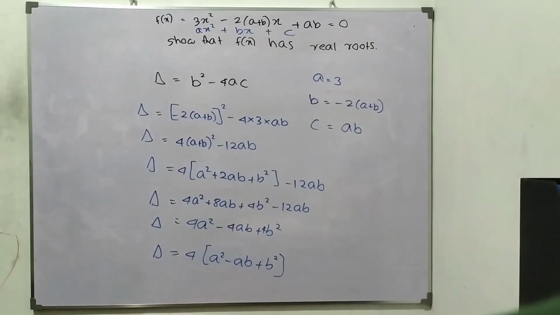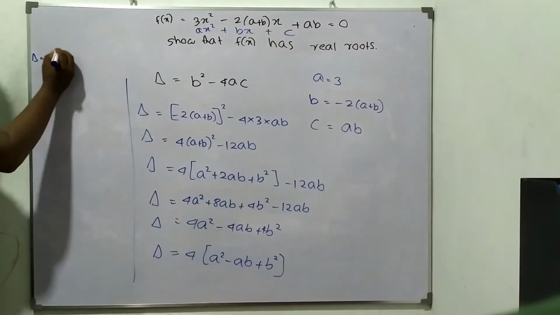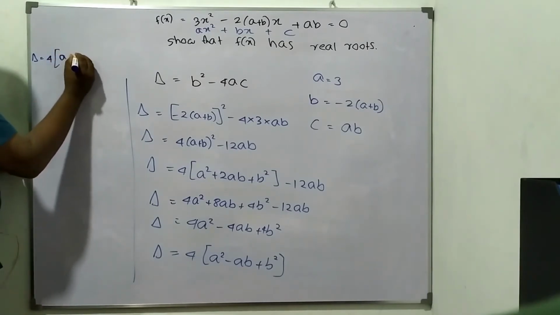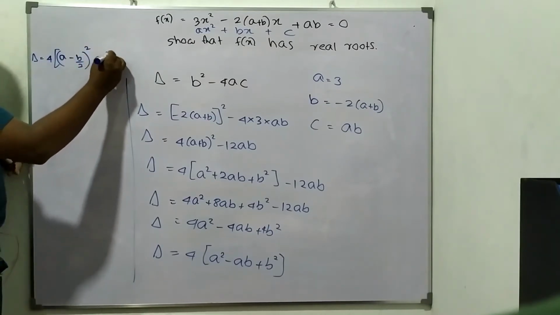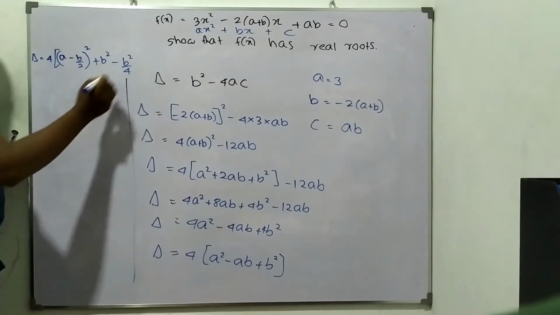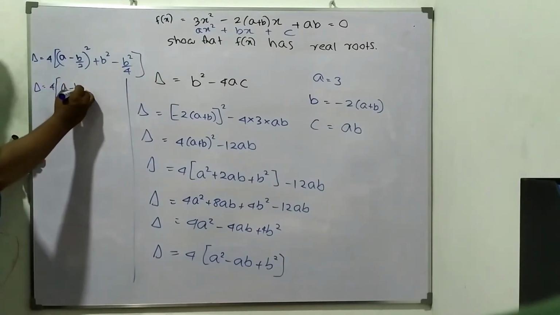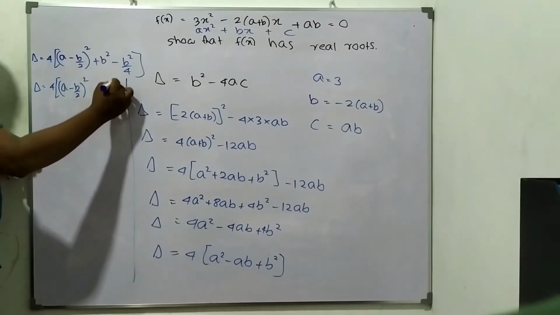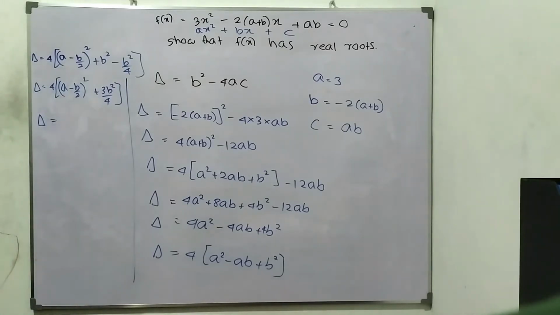So here I think we have to use the completing the square method to make the whole thing a square, plus b squared minus b squared over 4. I think you are all okay with that. It's in our grade 11 now. Okay, now it's 4 times (a minus b over 2) whole squared plus 3b squared over 4.